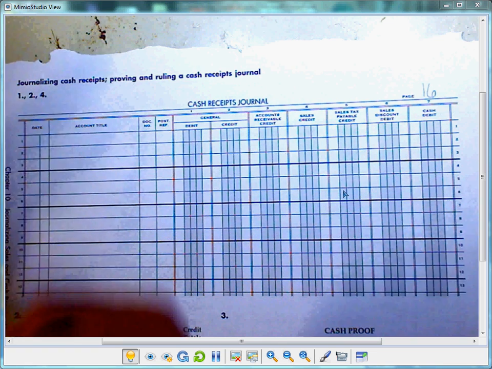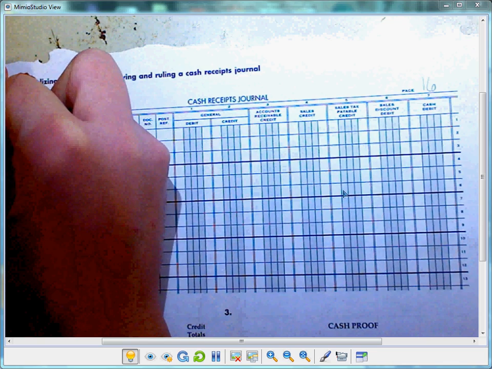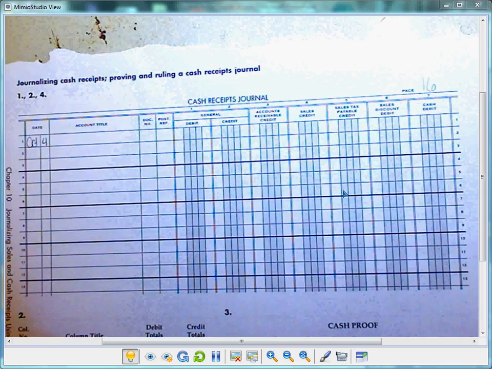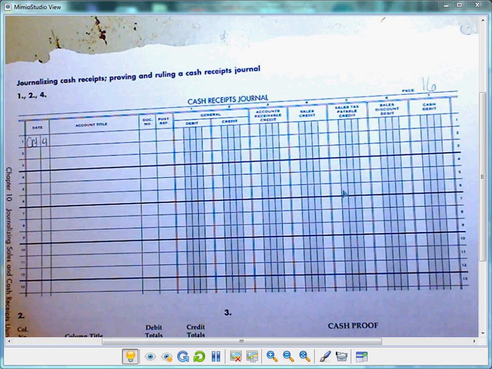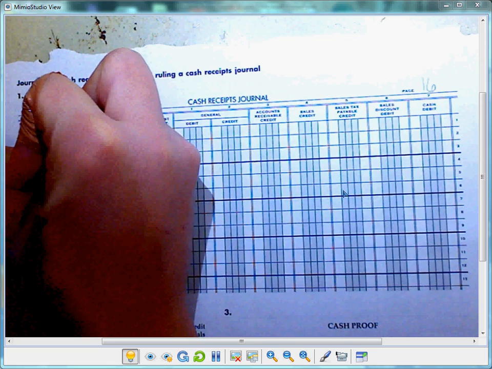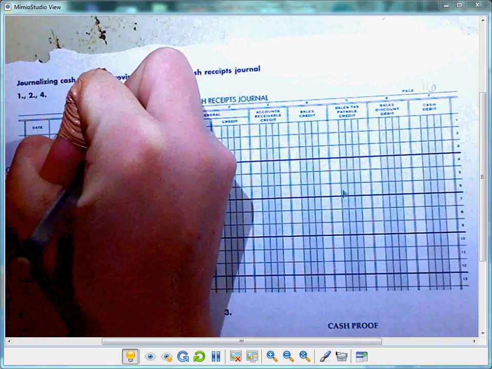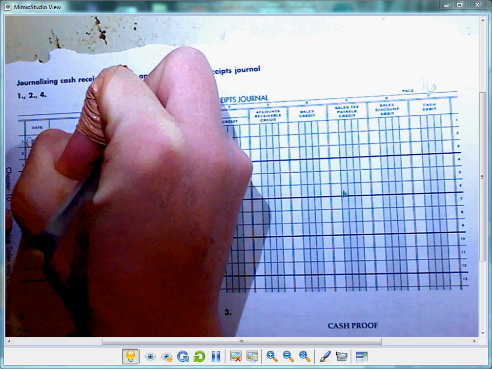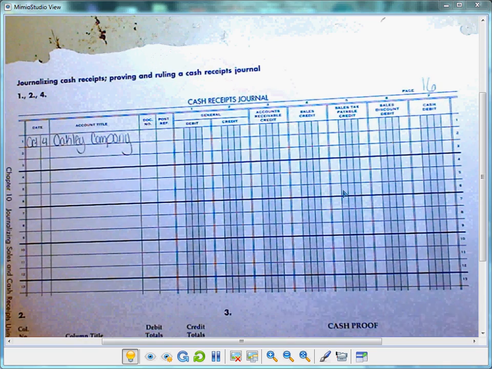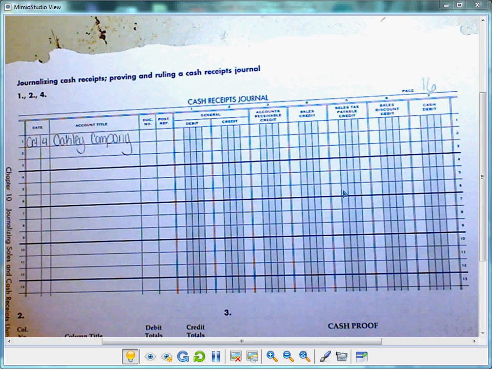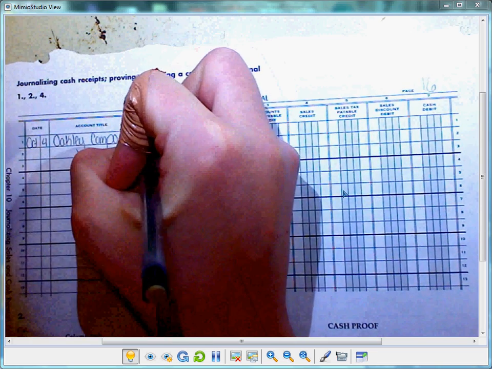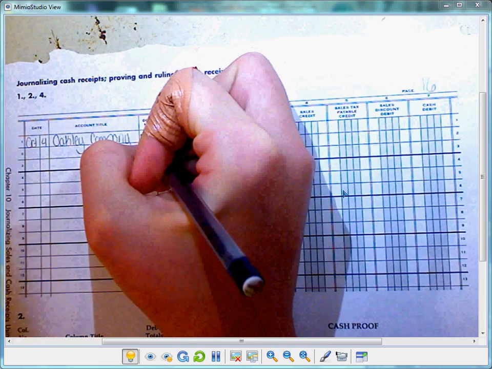For date, October 4th. What will our account title be? Oakley Company. Document number is R144.